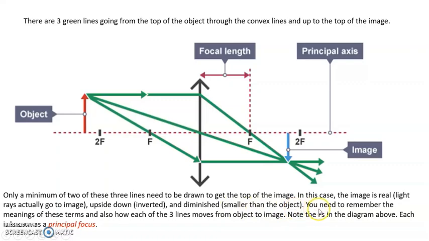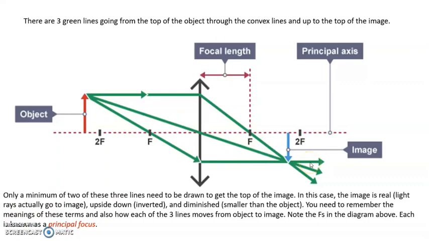Now you need to remember the meanings of these terms and also how each of the three lines moves from the object to the image. And then you also need to note the F's in the diagram above. Each of these F's here is known as a principal focus. This is 2 times the focal length. There's the focal length, the length from the optical center to the principal focus. This is the optical center here. So you need to remember that.